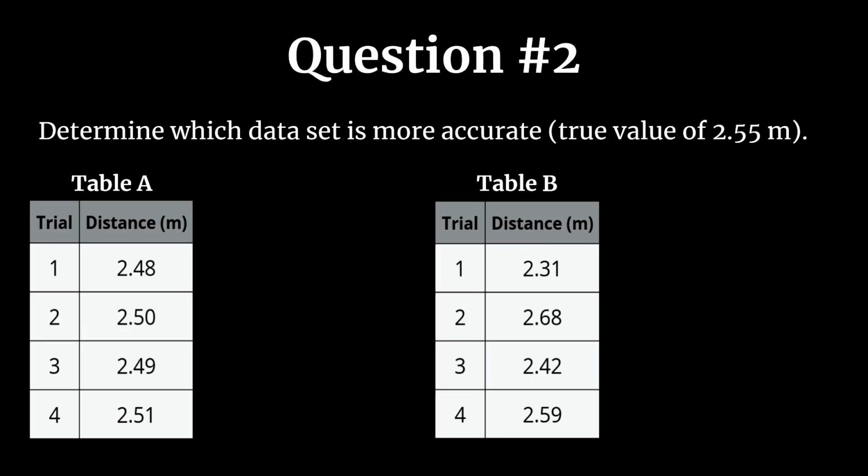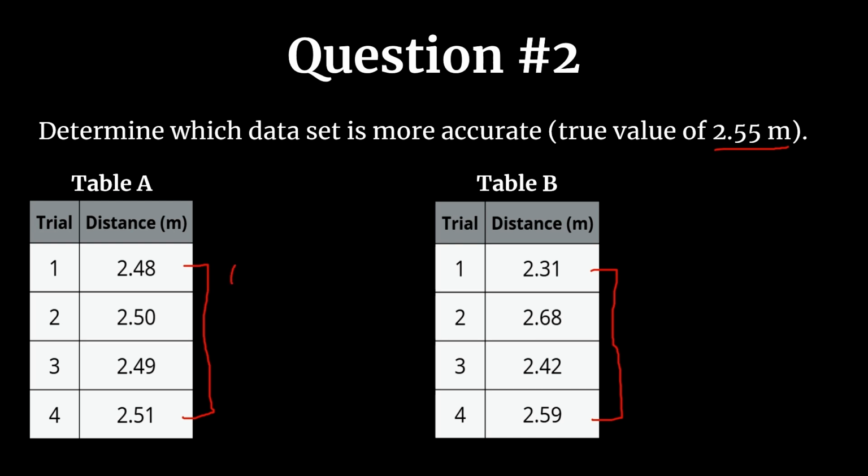Next, let's determine which data set is more accurate considering a true or accepted value of 2.55 meters. What we can do is take an average of the data points in table A and take an average of the data points in table B and compare them to see which is closest to the 2.55 meter true or accepted value.